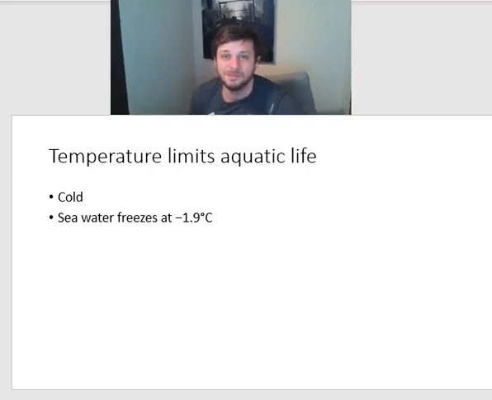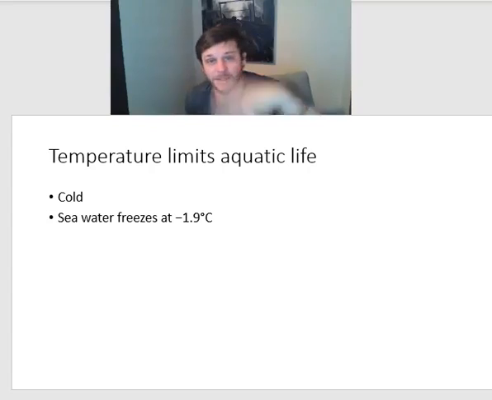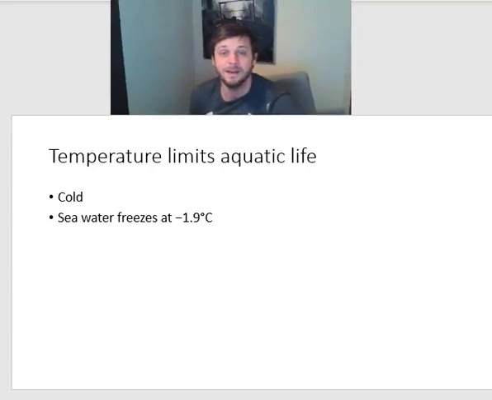So temperature doesn't normally get above boiling. It doesn't normally, or even half boiling. It doesn't typically get above 50 degrees Celsius. But it very often gets below freezing.